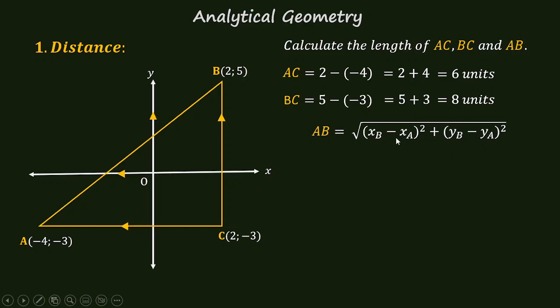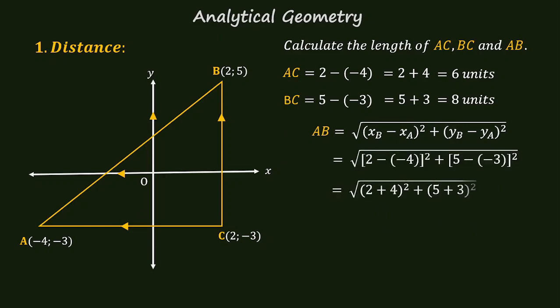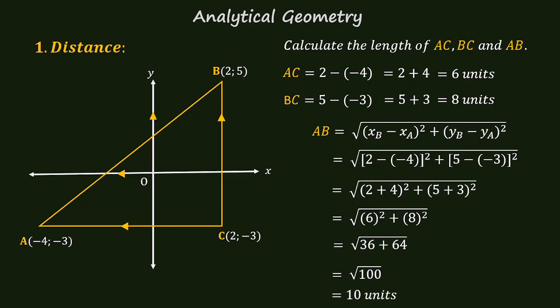So once you have this, the only thing that you have to do is to substitute the right values. The x at B is 2, the x at A is minus 4, the y at B is 5, the y at A is minus 3. So if we do the substitution, we end up with the square root of 100, which is 10 units. That means the length of the straight line AB is 10 units.